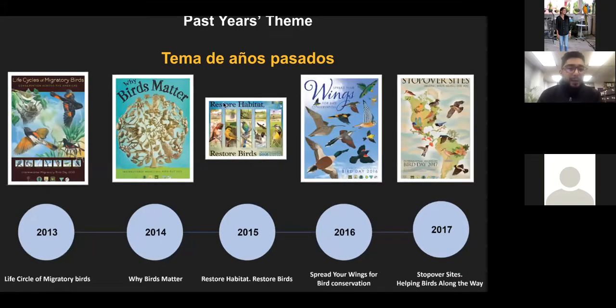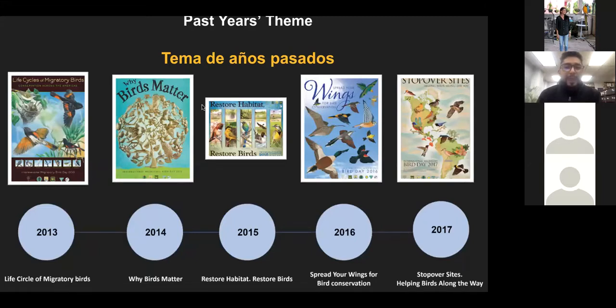Most recently, in the last couple of years, we've been sharing art that has evolved in different ways. For example, in 2013, we mentioned the importance of studying migratory birds as a life cycle, so throughout their lives. And our next theme was why birds matter. For example, they are pollinators, they help spread seeds, and they also help with pest control.